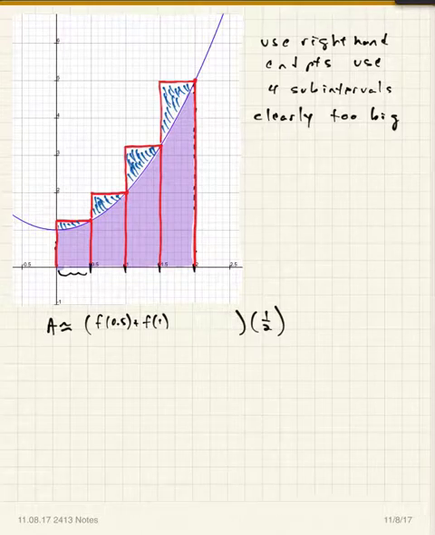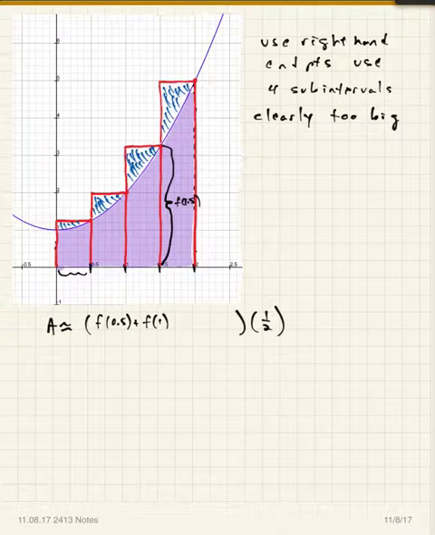And let me emphasize that that is the height of the third rectangle right there. And so that would be f of 1.5 right there. All right, so that's f of 1.5. And then finally, the last rectangle, this would be plus f of 2. That's the height of the last rectangle there. So our arithmetic is certainly a little bit different here.